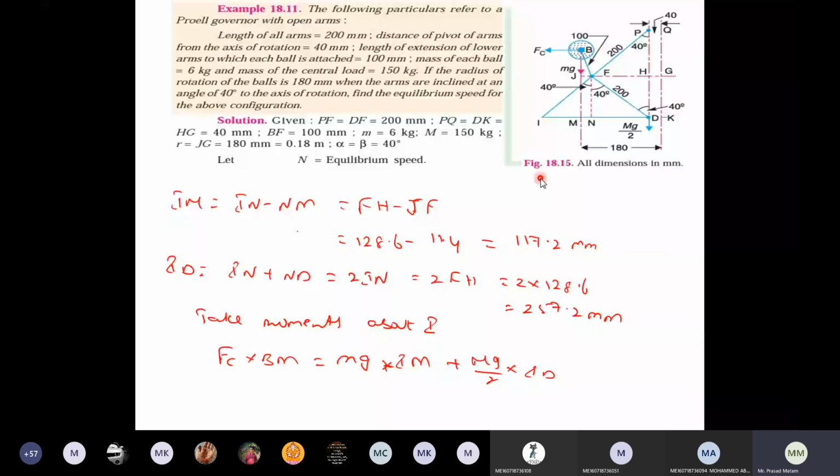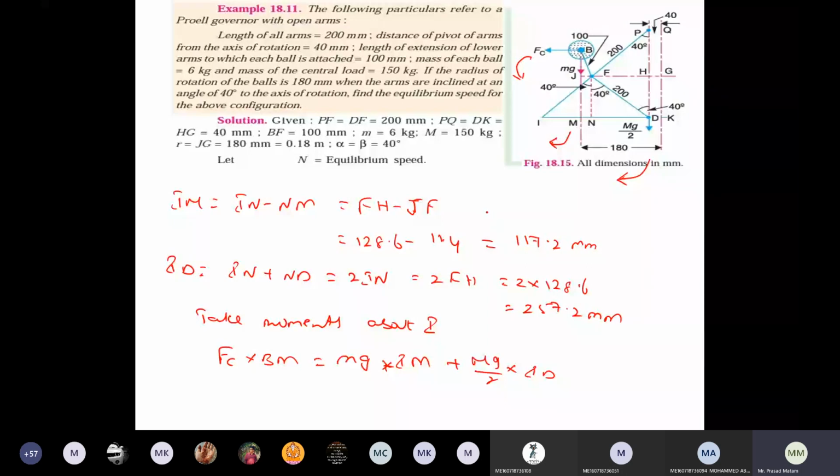I will draw this diagram. I will show these pointers. How is this rotating with respect to it? The centrifugal force is rotating in one direction, and the mass and the central load rotate in the other. So one is in clockwise, the remaining two are in anti-clockwise motion. That's why I'm writing two forces on one side and one force on the other side.